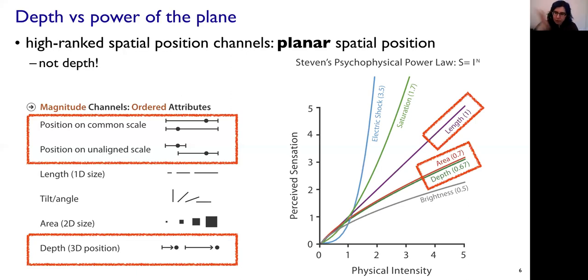What changes is the exponent on that power law. And the exponent for length is 1, meaning we're actually getting very good ability to discriminate there. But depth is actually a bit worse than area in terms of our ability to even just discriminate this as a perceptual stimulus. So position, when I use that in this context in class, I mean 2D spatial position. I don't mean 3D depth.